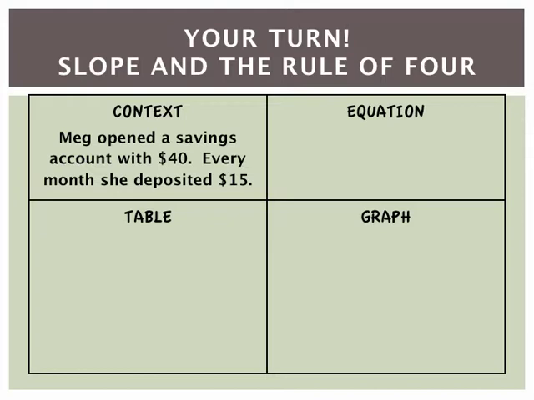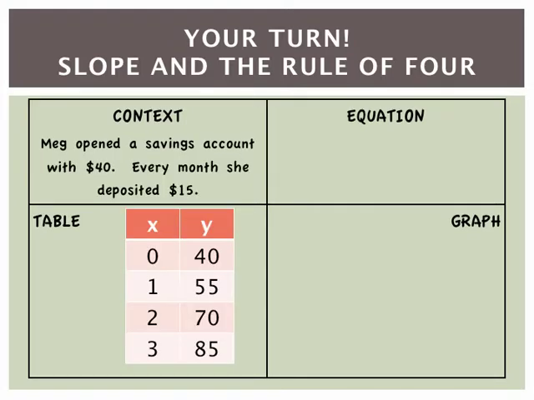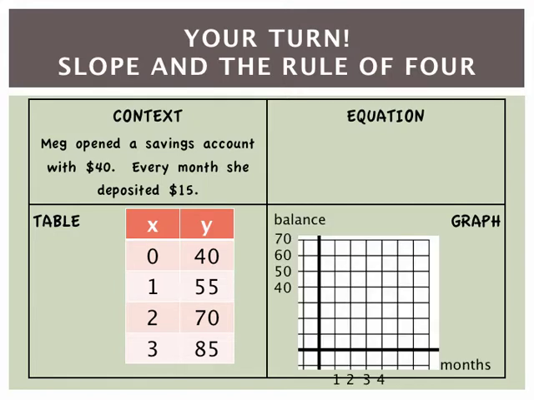Okay, so now we're going to complete and check to see how you did with your rule of 4. The table would look like this. She started off with $40, but she put $15 a month into her account. The graph, if you put months or the time on the horizontal axis, and what I decided to do was to count by tens on the y-axis. That'll be her balance in her account.